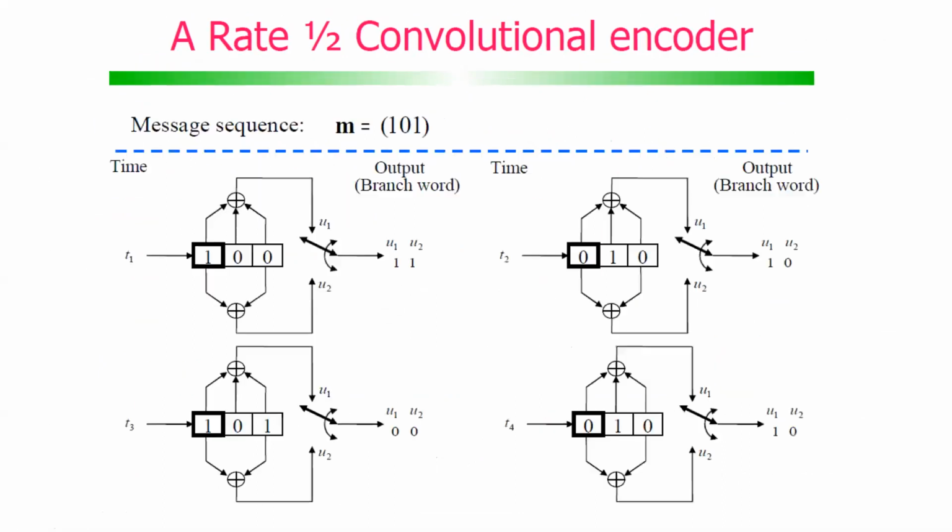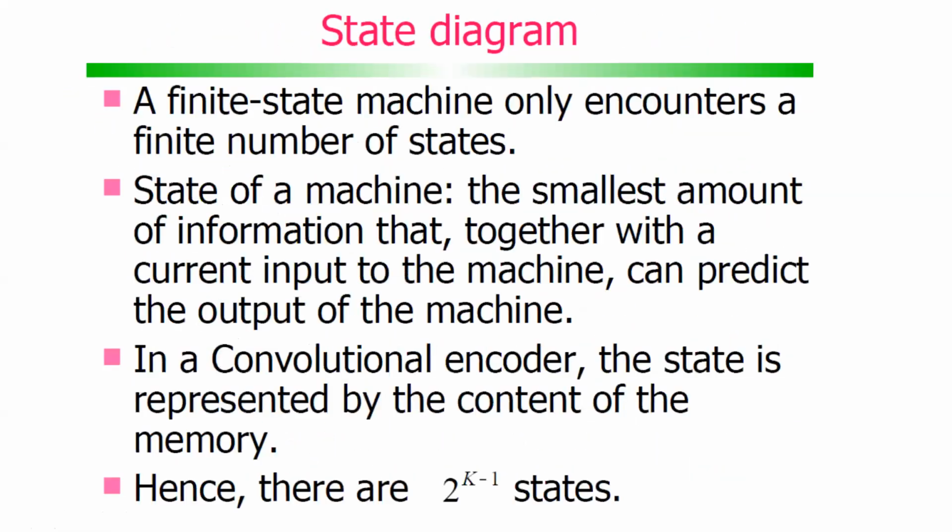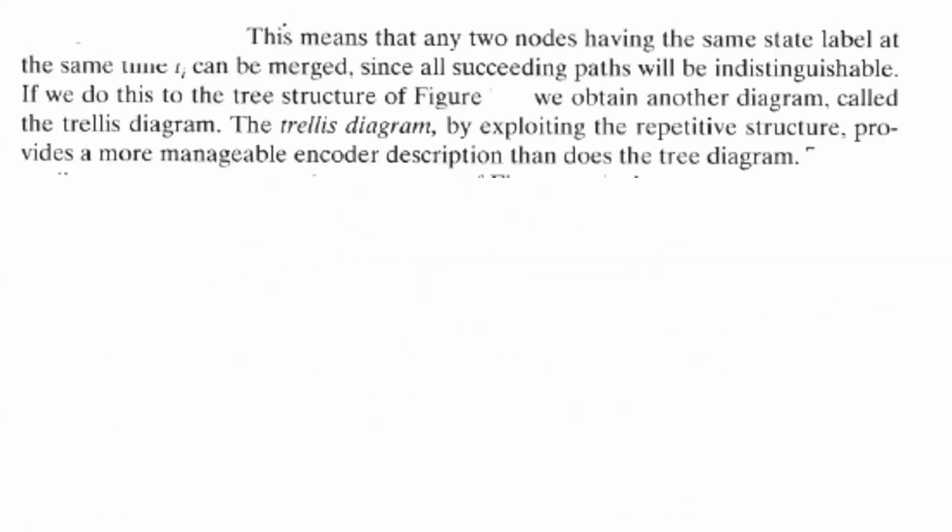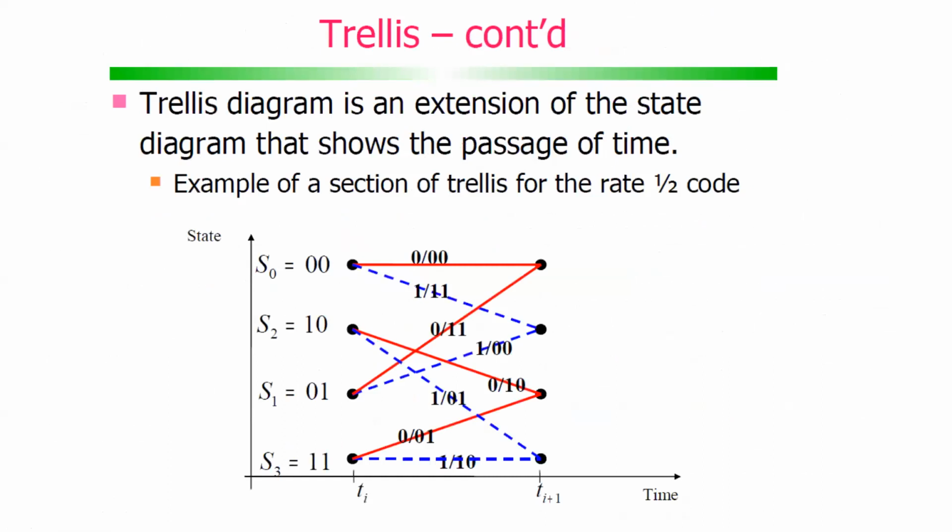All right. So let me come to this trellis diagram. So I am using the same encoder and I will draw the trellis diagram from that. So how many states are there in the encoder? There are 4 states, S0, S1, S2 and S3.